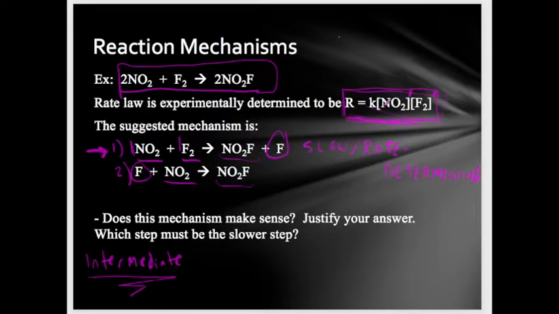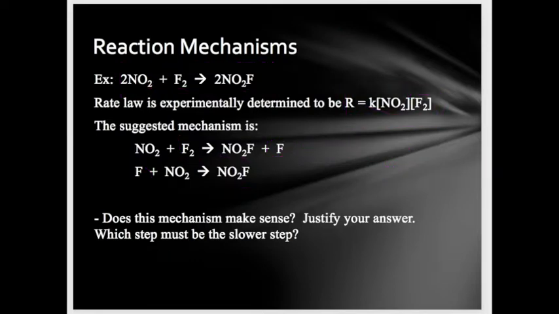So right now you should understand what a reaction mechanism is. It's a series of steps. You should understand when a mechanism is considered to be a good mechanism, when the steps add up to the overall reaction, and when the experimentally determined rate law matches the stoichiometry of the slower rate determining step. Now let's see how intermediates can kind of make things more complicated for us.